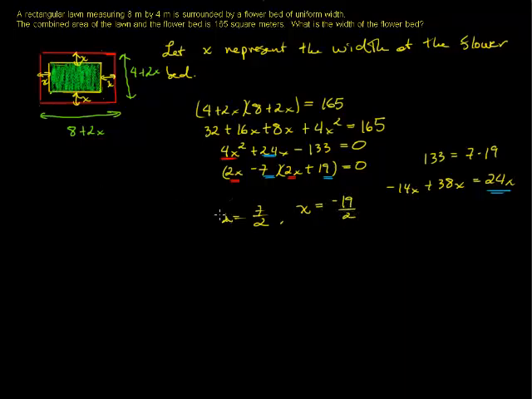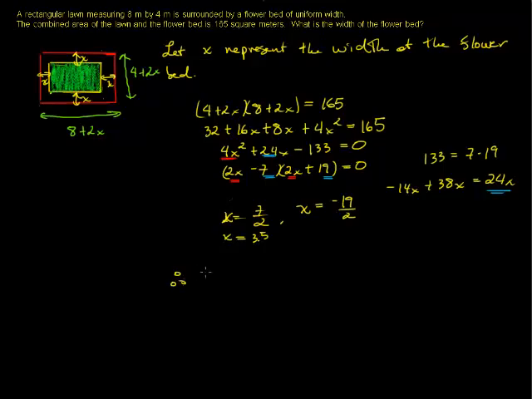Now x represents the width of the border. So the width of the border can't be negative. So x equal to negative 19 over 2 is inadmissible. So the width of the flower bed is going to be 7 over 2 meters, and we can convert this to a decimal because generally we express meters in terms of decimal quantities rather than fractions. So if we convert this to a decimal, we get that x is equal to 3.5.